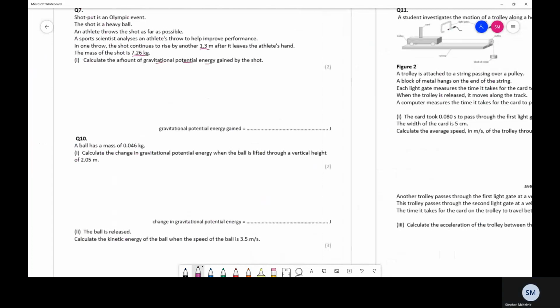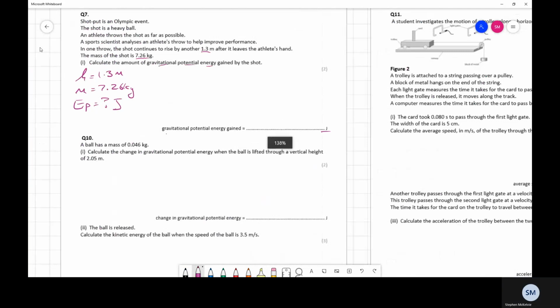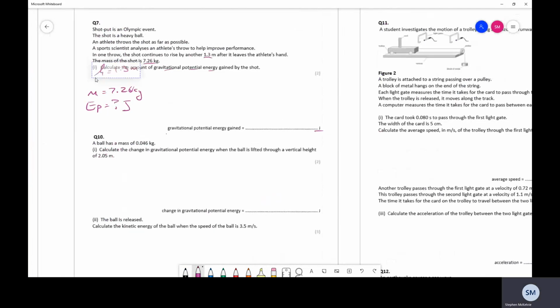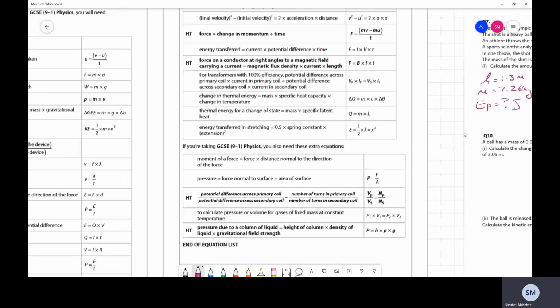So let's have a look. It's rising 1.3 meters, so we'll say that h is equal to 1.3 meters. We'll say that the mass is 7.26 kilograms because it's given to us, and it's asking me to find the gravitational potential energy. I know energy is measured in joules. It hasn't given me an equation, so let's look at my sheet. Is there an equation that links gravitational potential energy, mass, and height?